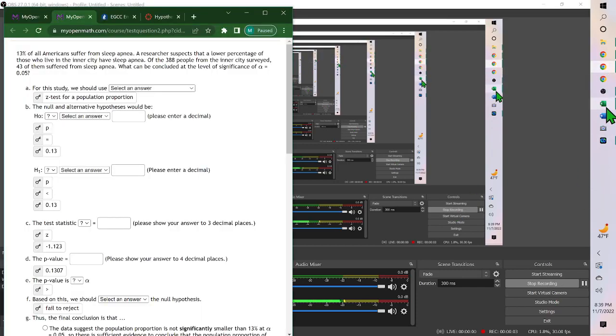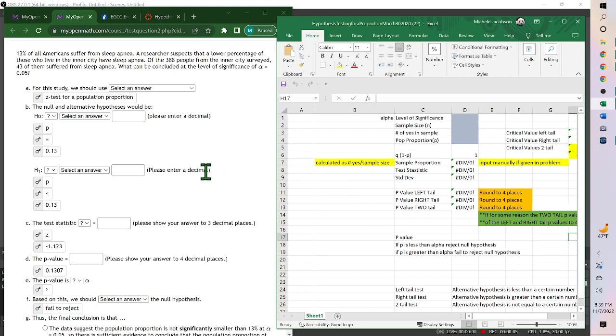Hello. For this problem, 13% of Americans suffer from sleep apnea. A researcher suspects that a lower percentage of those who live in the inner city have sleep apnea. Of the 388 people from the inner city surveyed, 43 of them suffer from sleep apnea. What can be concluded at the level of significance alpha 0.05?